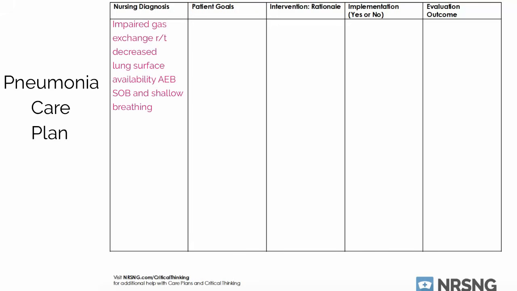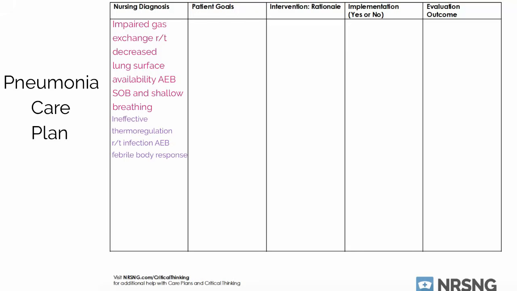My first nursing diagnosis is impaired gas exchange related to decreased lung surface availability as evidenced by shortness of breath and shallow breathing. So there's fluids filling up their lungs. Their lungs are not going to be able to exchange the gas the way that they were before. So they're going to have low oxygen levels, or lower oxygen levels than they normally would. And they are going to be breathing much more shallowly because their lungs are filled with this fluid.